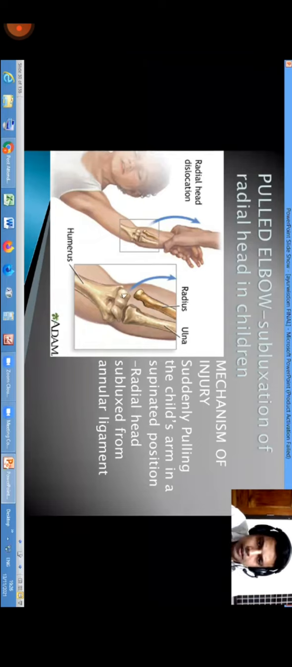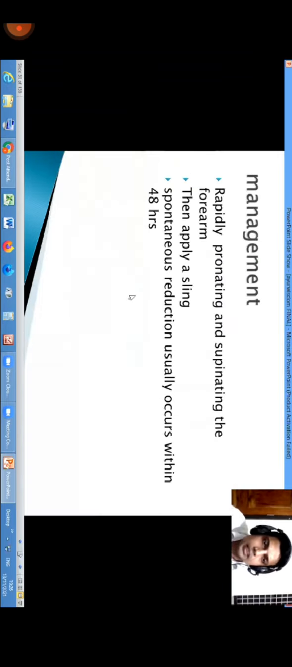We already explained the annular ligament is holding the radial head in position. And by suddenly pulling the arm, the radial head is subluxed from this joint and the ligament may be torn. It is easy to manage pulled elbow, by rapidly pronating and supinating the forearm. We should take an X-ray before that to rule out any other fractures. Rapidly pronating and supinating the forearm will reduce the subluxation, then apply a sling.